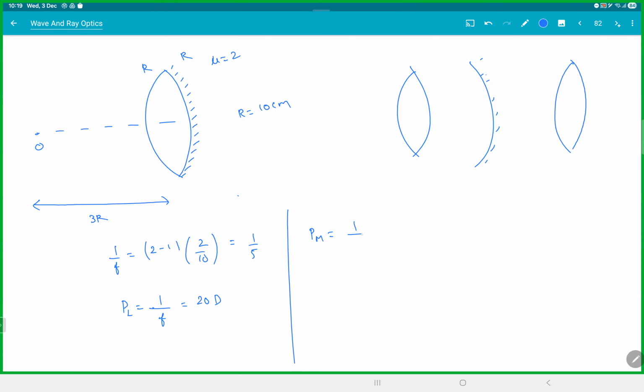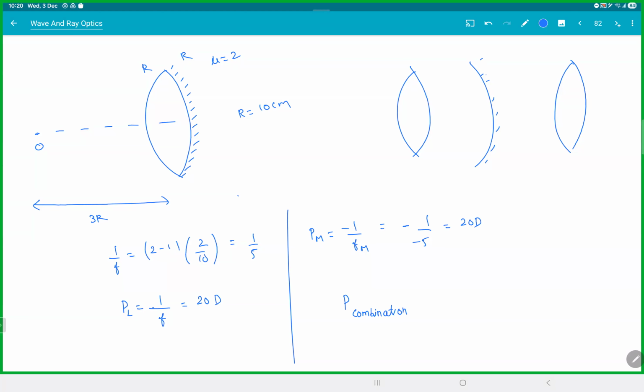Power of the mirror will be minus 1 by fm. Always try to add the powers. Don't use 1 by f1 plus 1 by f2. If there are only lenses, it works. But if you have a mirror in the middle, the minus sign will mess up the whole thing. So here the radius of curvature is 10. So this will be minus of minus 5. That's also 20 diopters. So this is the power of the whole system combination.